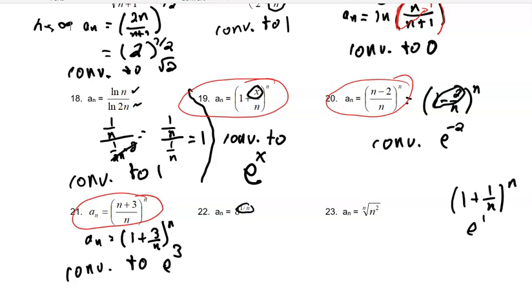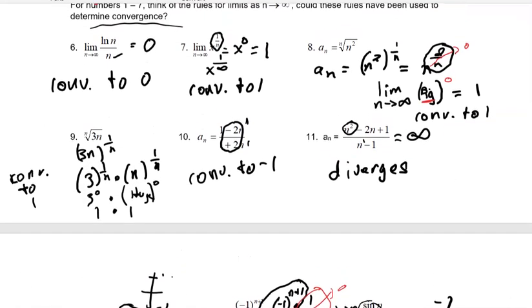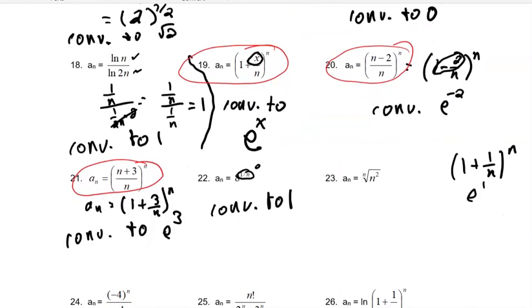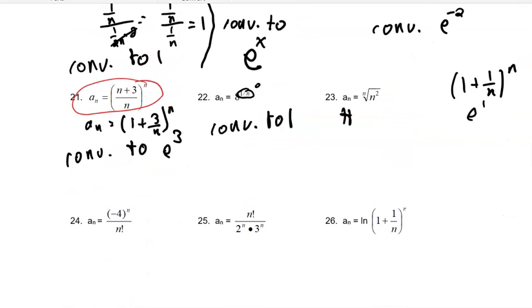The exponent here is going to turn into a 0. Anything to the 0 power is a 1. So that converges to 1. This one we've already done. It was an earlier problem, I think, if I remember correctly. Yeah, it's number 8. So if you look at number 8. All right, we've already done that, so we're skipping it.